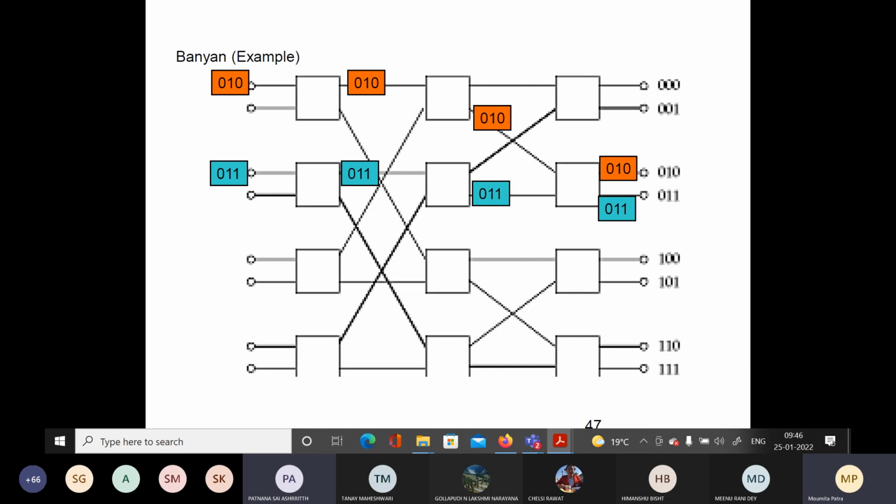Any answers to this question? Can there be a scenario when you are having output blocking? Was this clear to everybody? Banyan switch, give me a yes or no answer.